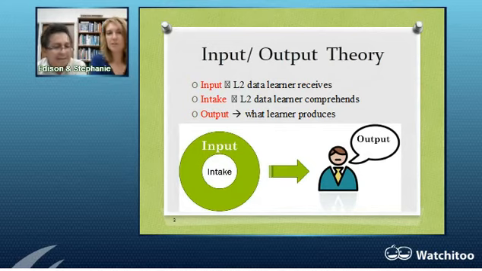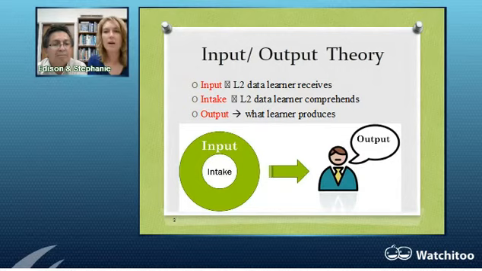Okay, so that was the theory, the theoretical background. And now we're going to be focusing for the next hour on how you can make your students output more, how you can make them write more in English. That's really what we're going to focus on, giving you ideas for having your students produce more writing.